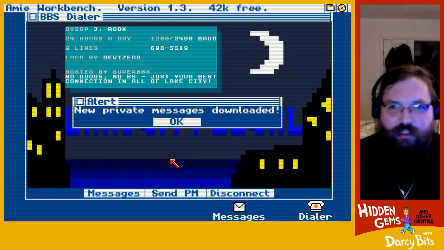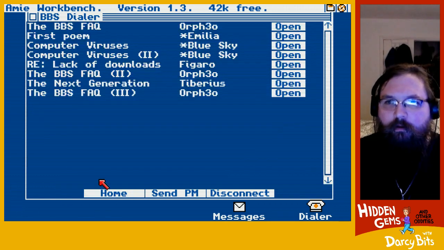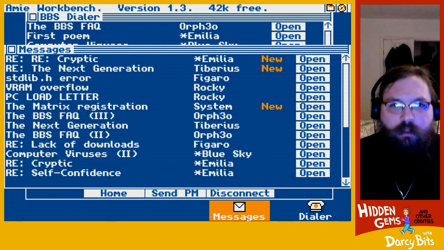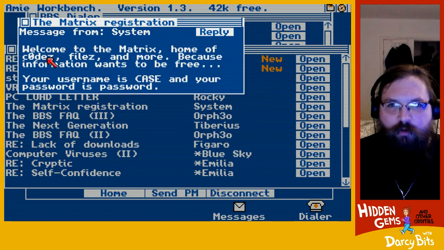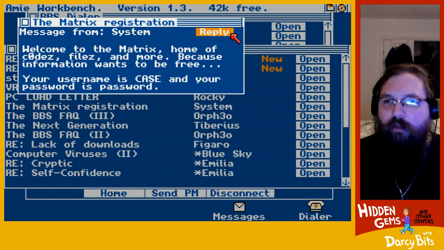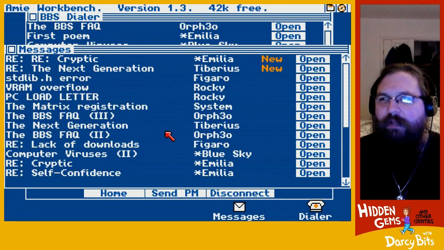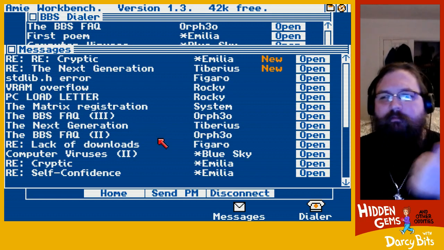I should have used a shorter password. New private messages downloaded. Okay. No new actual messages though. The Matrix registration. Welcome to the Matrix, home of codes, files, and more. Because information wants to be free. Your username is case, and your password is password. Thank you. I don't know how that reply works. Will it connect to them next time I jack into a BBS?